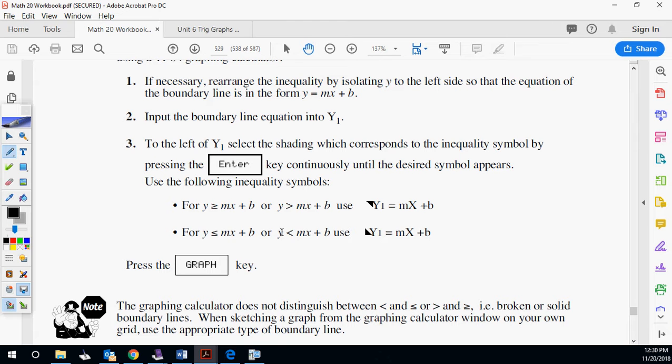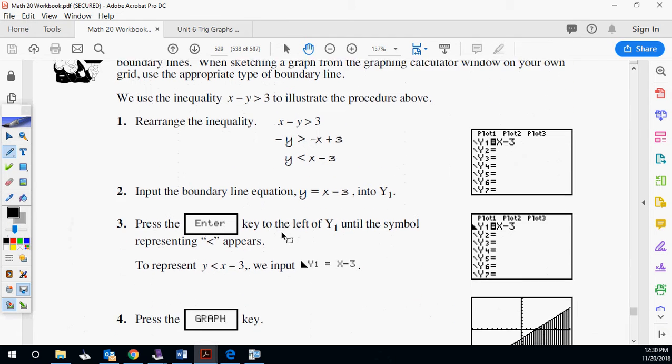And then you press the graph key. Now, it's not going to go dotted or solid for you. It's just going to shade above or below. You have to know if the graph is dotted or solid. Okay, so let's go ahead and do this one here.